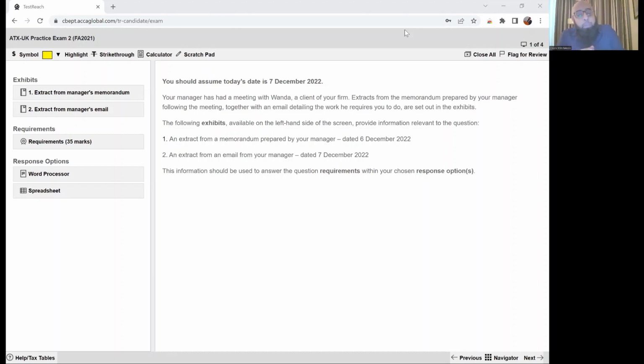So, today we will be moving towards one more past paper, which is ATX Practice Exam 2 on the CBE practice platform of ACCA. It is the past exam paper of December 2018. Let's look at it. You know that we are going through a series of past paper sessions in which we are doing complete past papers on the exam software.